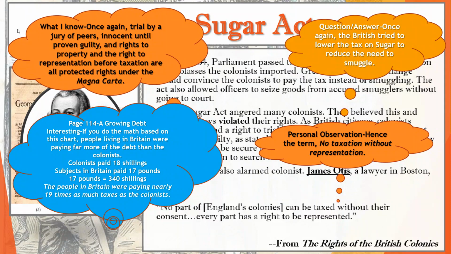So you have to wonder, what are the colonists complaining about? The people in Britain were paying nearly 19 times as much taxes as the colonists. And I know what you're thinking. Okay, so why are the colonists even complaining? And really, the complaint comes down to no taxation without representation. It comes down to the fact that, first of all, their rights are being violated all over the place under the Magna Carta and the English Bill of Rights. They're totally being violated, number one. And number two, they have no say in these taxes at all. None. And that becomes a major problem for the colonists.